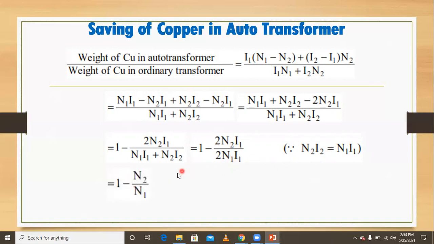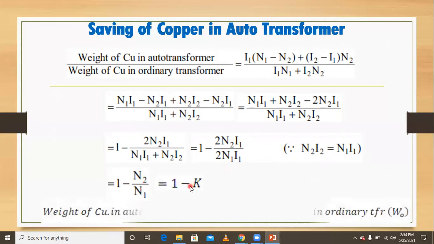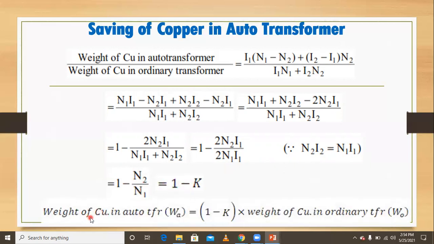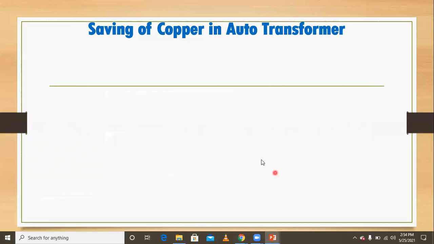So that is nothing but 1 minus N2 by N1. The 2 cancels and I1 cancels. N2 by N1 is called K. So 1 minus K. Am I right? Then the weight of copper in the auto transformer, called WA, is equal to 1 minus K times the weight of copper in the ordinary transformer, called W0. Understood? So WA is equal to 1 minus K times W0.